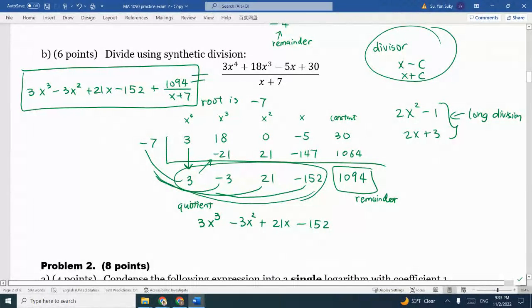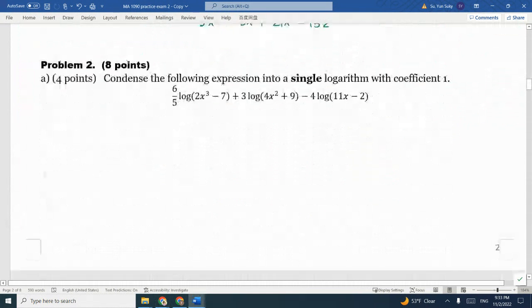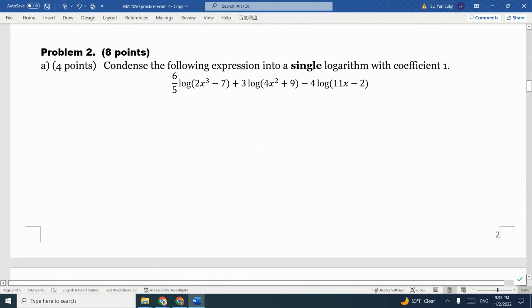Okay, so this is part B. If you can understand part B, could you type B in the chat? Thank you. By the way, if you have questions, feel free to unmute and ask me. Okay? Almost finished. One problem left.